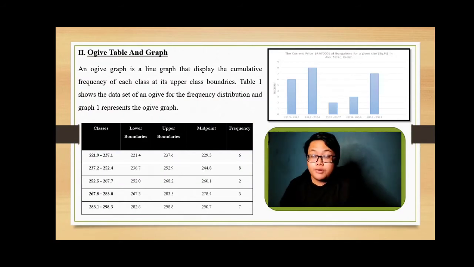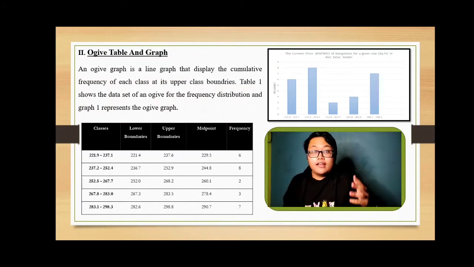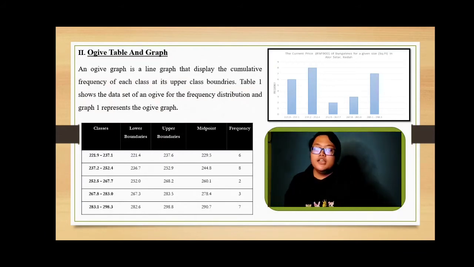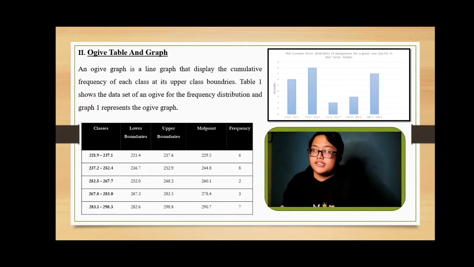So let's talk about the frequency polygons. We have class, lower boundaries, upper boundaries, and midpoint, as well as frequency. We know how to calculate the midpoint and we know our frequency already. So let us work out the lower boundaries and upper boundaries. For example, the class currently shown is 221.9 to 237.1.